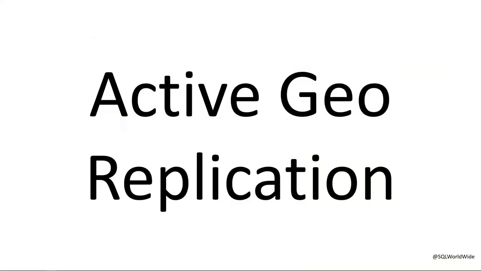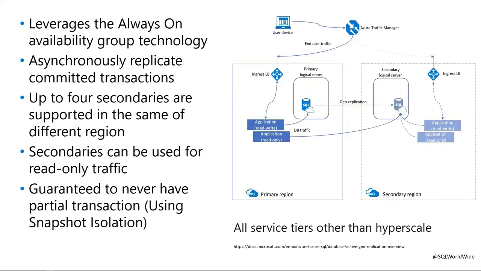So, active geo replication. On-premise, we know something called Always On availability group. Active geo replication for Azure SQL databases is built on the same technology. This is available for all tiers except hyperscale. As you see, I put a note there.